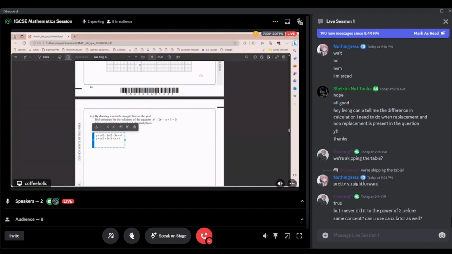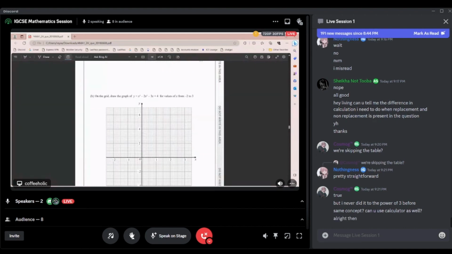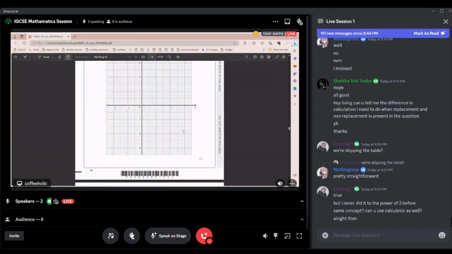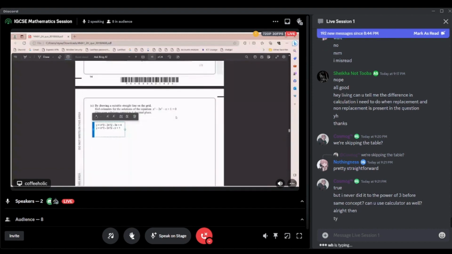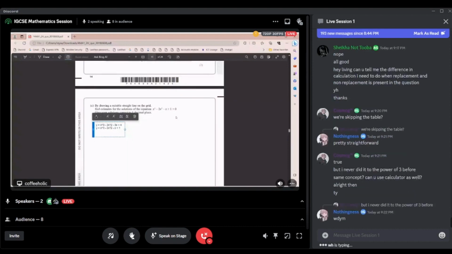Just remember, it's pretty time convenient if you do use a calculator. And the only difference is a quadratic graph would only have one turning point, but a cubic graph would have two different turning points. So that's all you have to remember when you're drawing. Is this question clear? Yeah, okay.